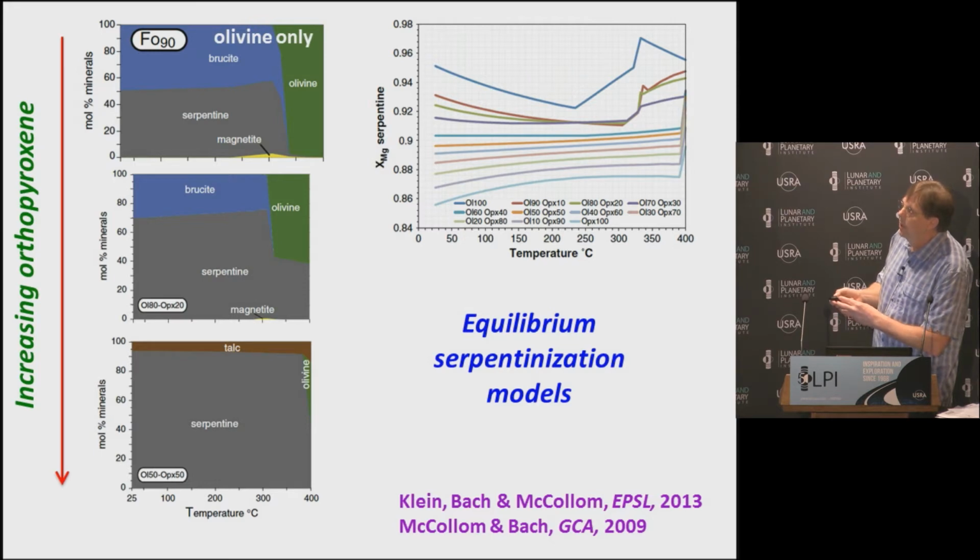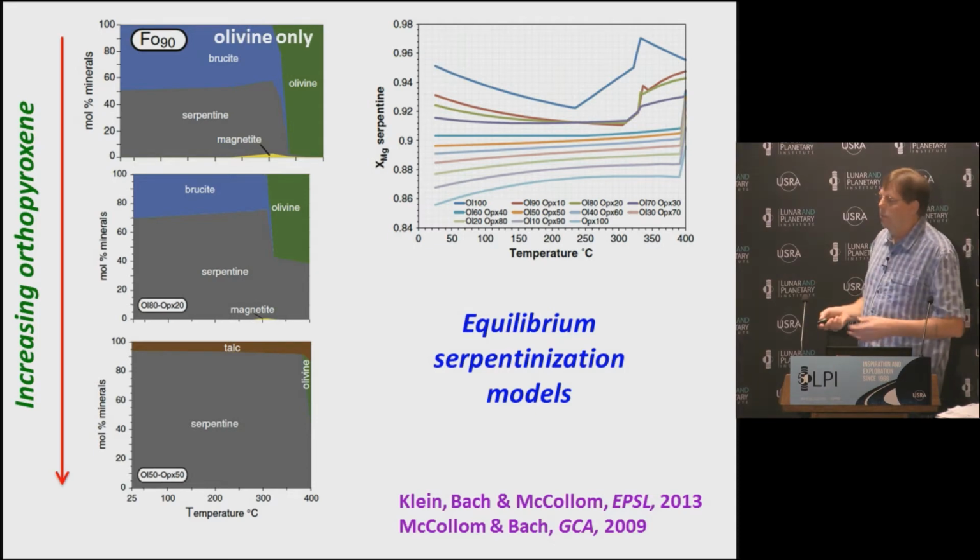So you go from a situation where you produce brucite, serpentine, and maybe magnetite to one that has less magnetite and brucite, and as you get more orthopyroxene, you get down here. But it's also clear that kinetics play a big role in this thing. It's not just being driven by thermodynamics.